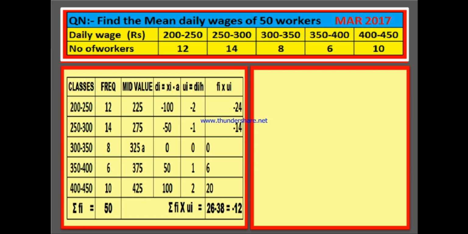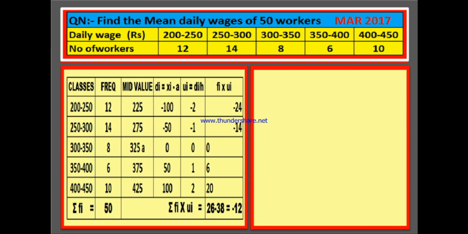Okay. Now, in direct method, if you write classes, frequencies and mid values, the next column is for fi xi. We did that in the first question. But now here we are using the step deviation method.